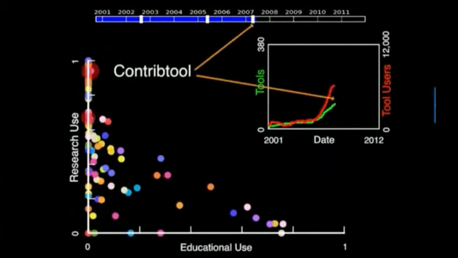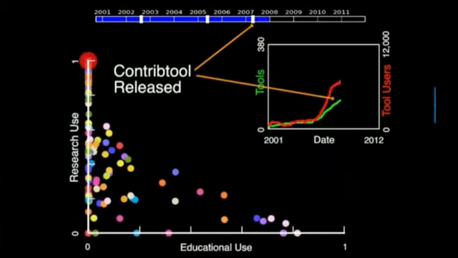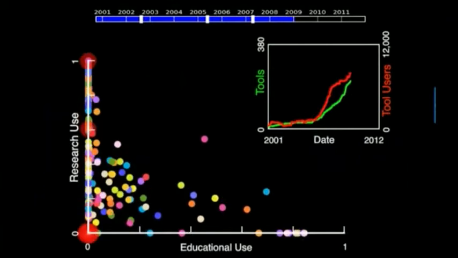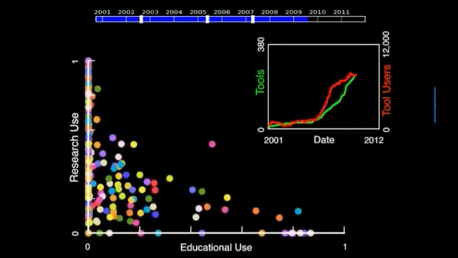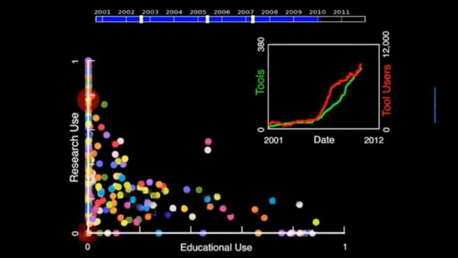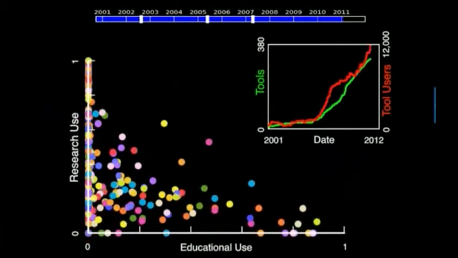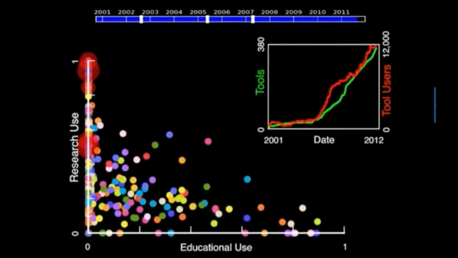You also see most of the tools start up on the research axis, but kind of migrate their way into education. And that's really interesting because, if you think about it, it makes perfect sense with the university, the fact that there's so much crossover between education and research, but the research tends to fuel a lot of the educational activities. And that's exactly what we see.